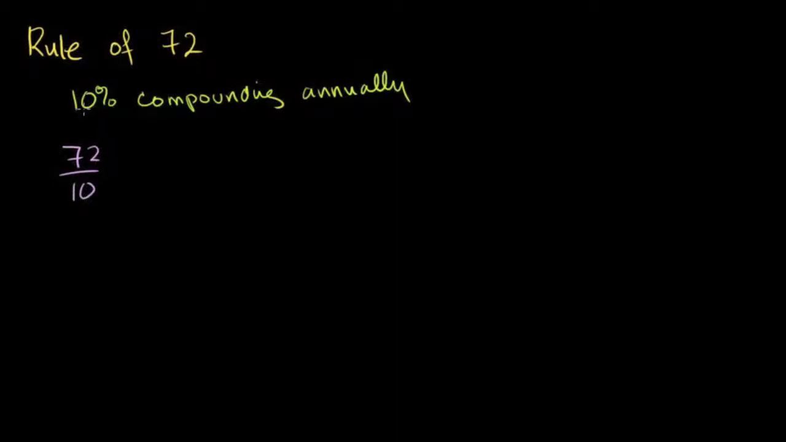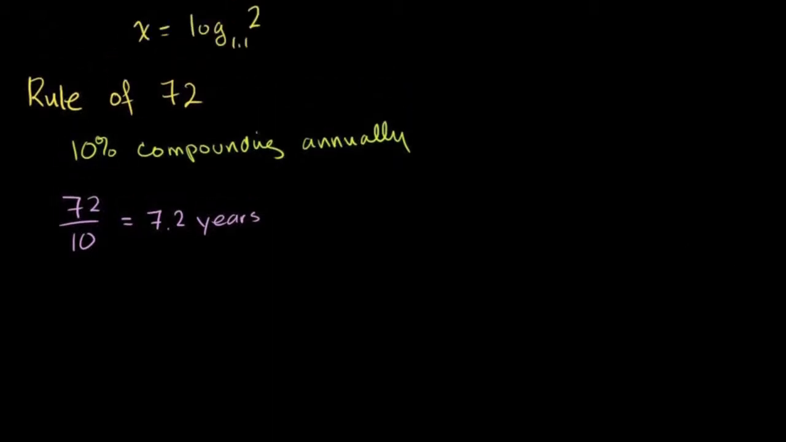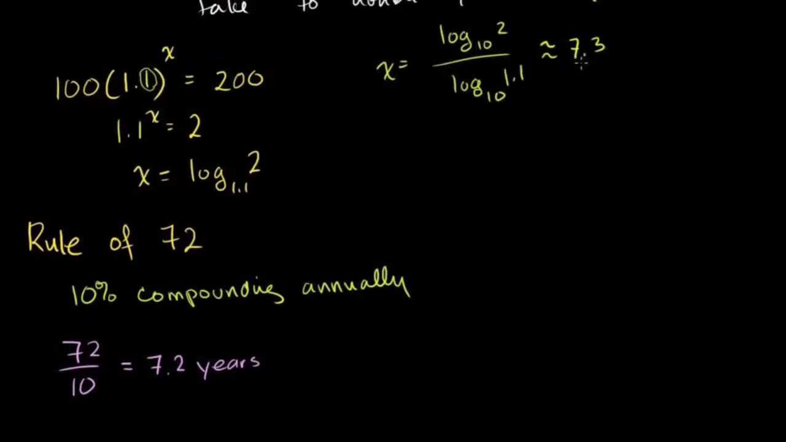Its decimal representation is 0.1, but it's 10 per 100, percentage. So 72 divided by 10, and I get 7.2. It was annual, so 7.2 years. If this was 10% compounding monthly, it would be 7.2 months. So I got 7.2 years, which is pretty darn close to what we got by doing all of that fancy math.